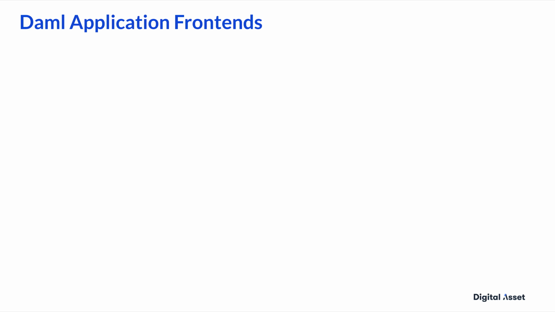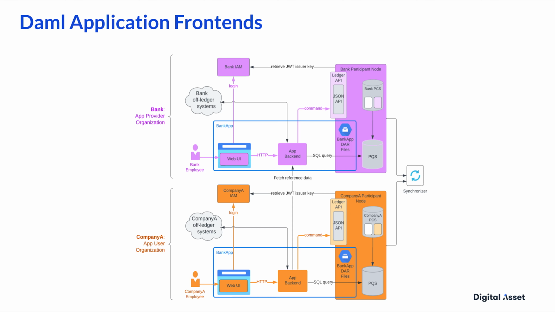To achieve non-repudiation, it is key that all actions taken by an end user in the name of an app provider or an app user organization are submitted via that organization's participant node from a front end under their control. Otherwise, the organization could always dispute a transaction record, claiming that it doesn't correspond to the actions performed by the end user. The app provider and each app user should thus serve the app front end from a web server under their control to achieve the best possible non-repudiation guarantees.